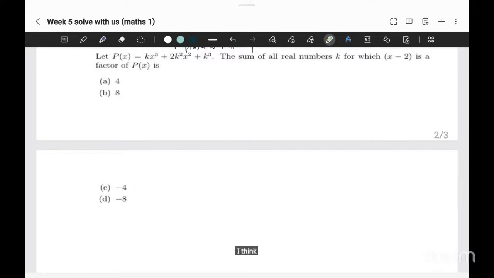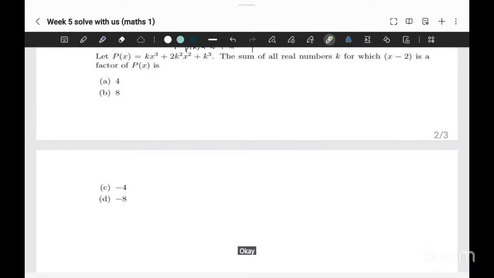I think option A is correct. Option A. Yeah. Okay. What about others? Rest of the answers are in the chat. Some of them are saying minus 8, option D. Okay.